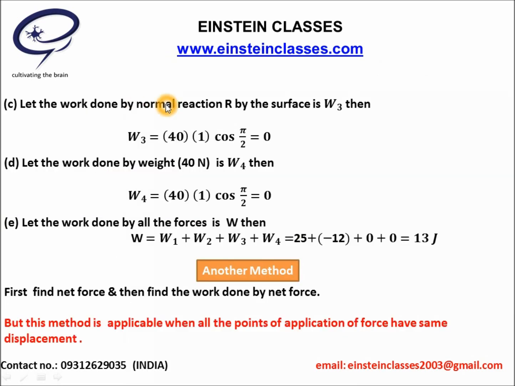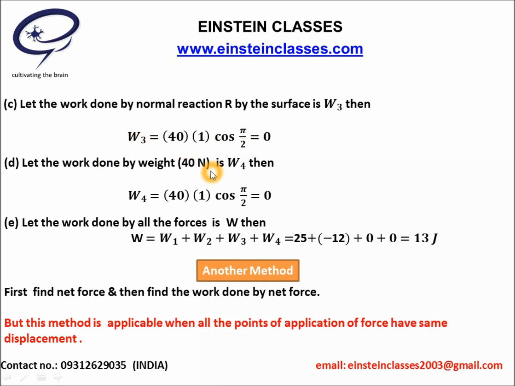Now we have to find the work done by the normal reaction R, which is exerted by the horizontal surface or table. Let the work done be W3. Now we write W3 equals magnitude of force, that means normal reaction, into magnitude of displacement, which is 1, and the angle between these two is 90 degree or pi by 2, because the normal reaction is acting vertically upward and the displacement is towards right. Hence, the value of cos 90 degree or cos pi by 2 is 0. That's why the work done W3 comes out 0.